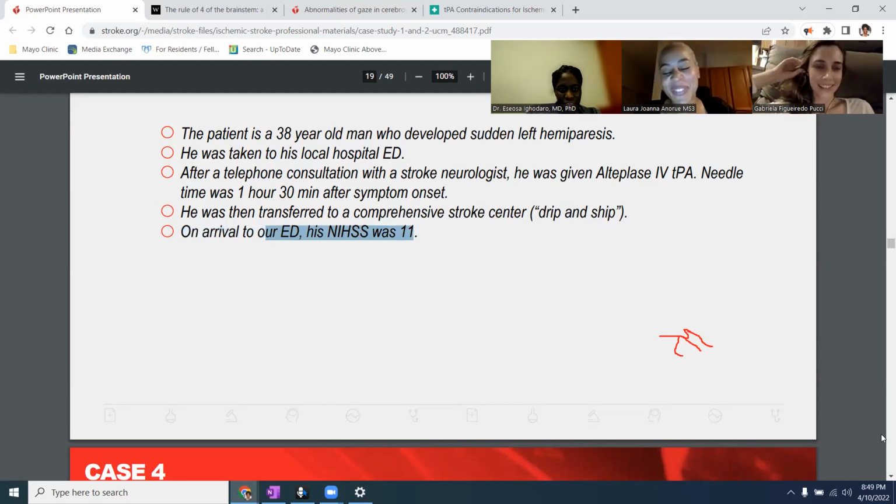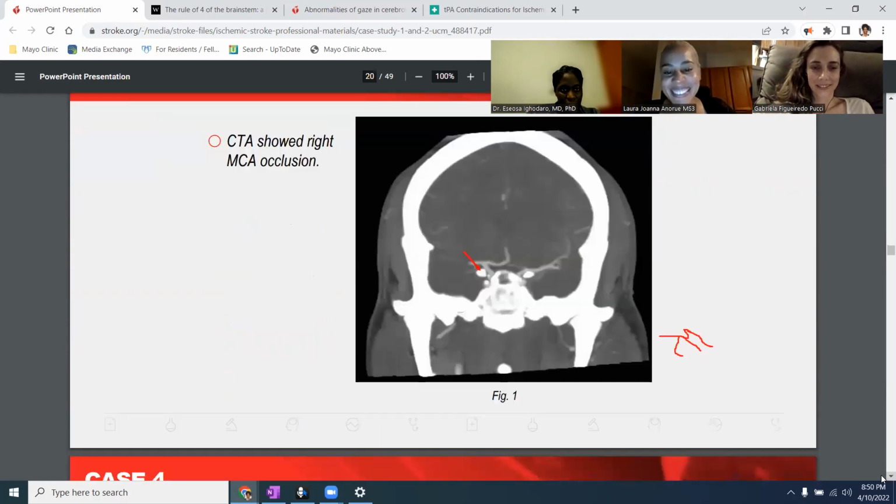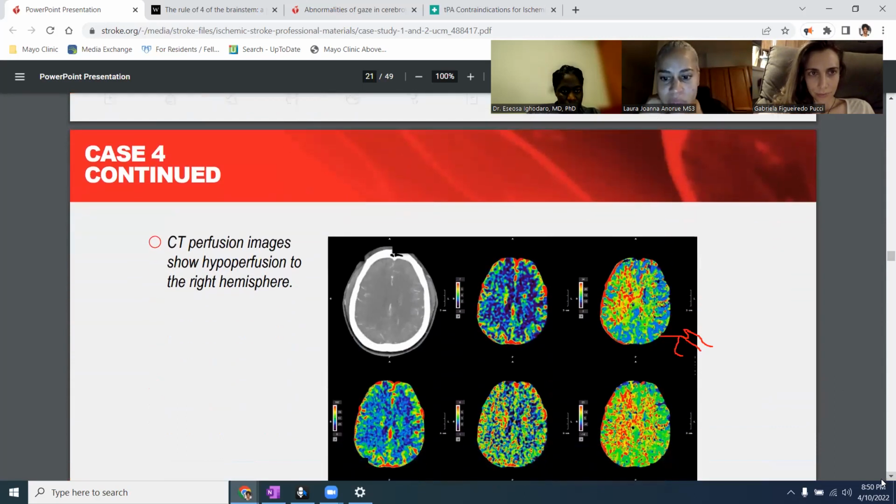Now, NIH is 11 after being given TPA. They do CT head and neck, and it shows a very proximal M1 occlusion on the right. Left-sided symptoms, so right. If you look at the left compared to the right, he has no blood flow going to that right side of the brain. Oof, you're right. CT perfusion.